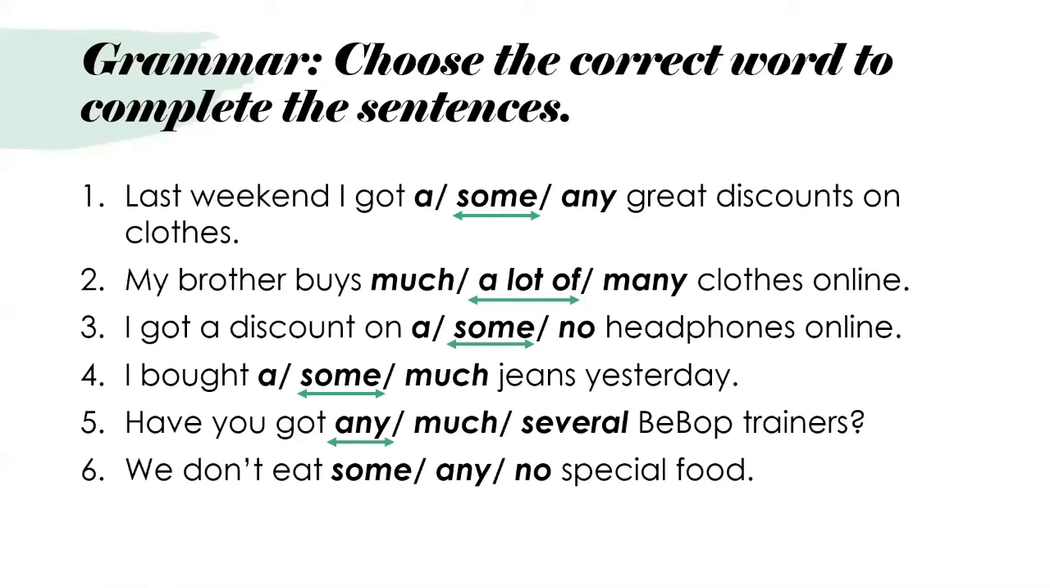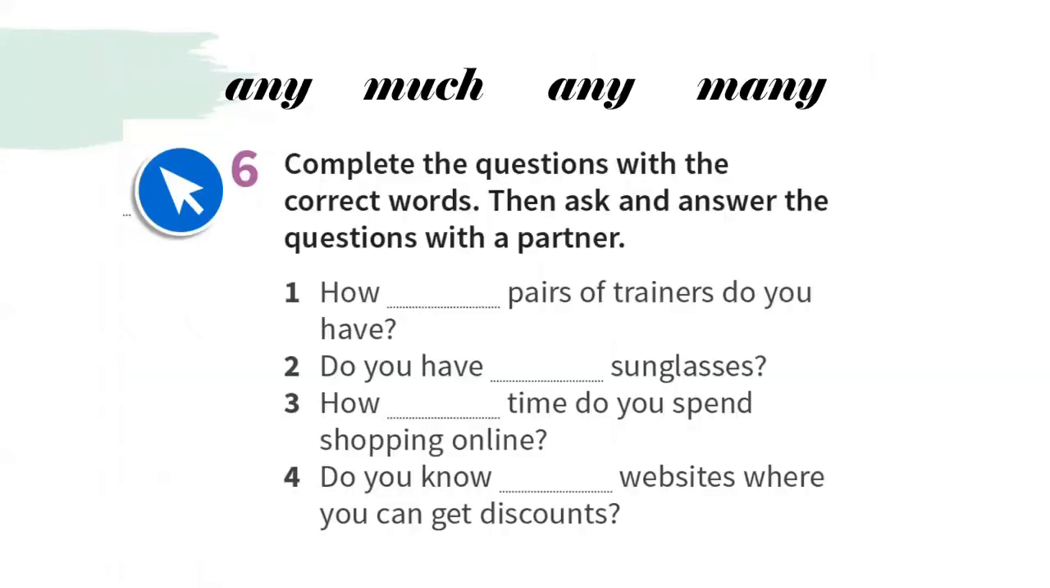We don't eat any special food. We don't eat some special? No, we don't eat any special food. I'm going to have to go for any because we don't eat no special food. That is grammatically incorrect. So this one's quite easy.